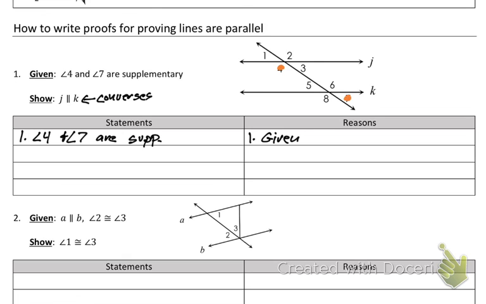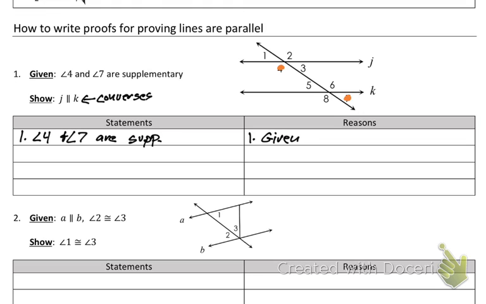Angle 7 is corresponding to angle 3. We can't use that yet, though, because we could only use that if they're parallel. So anything that depends on them being parallel, we cannot use. Yeah. Angle 7 and angle 5 are vertical angles. Do you see that? That's not dependent on them being parallel.